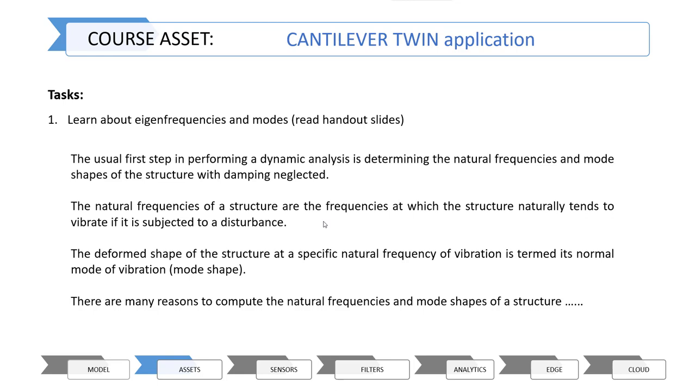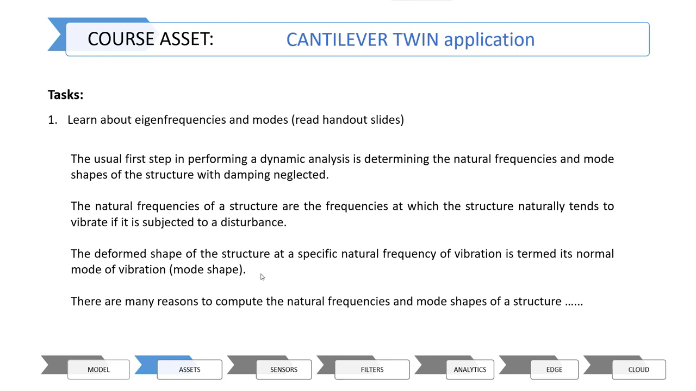The natural frequencies of a structure are the frequencies at which the structure naturally tends to vibrate if it's subjected to a disturbance. That means when you are applying a sine sweep function and the sine sweep is hitting these frequencies, the eigenfrequencies, you will have resonance and hence problems. Then you know that there is a problem.